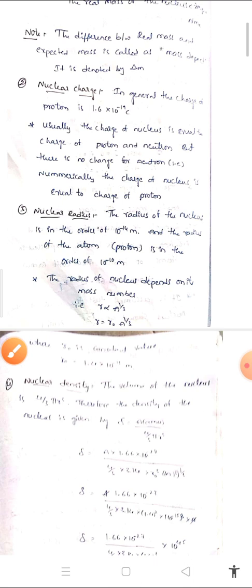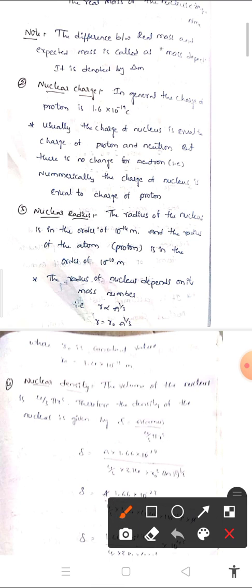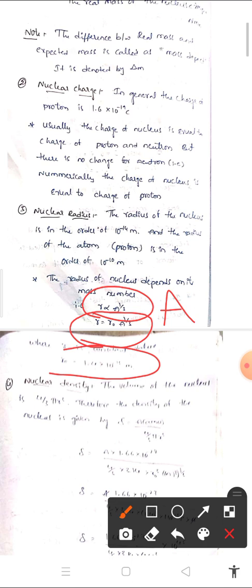The radius of the nucleus depends completely on the mass number. We denote the mass number by A. So the radius of the nucleus is directly proportional to A to the power of 1 by 3. R is directly proportional to A to the power of 1 by 3. If you remove the proportionality constant, you get R is equal to R naught into A to the power of 1 by 3. Here R naught is a constant value, and the constant value is 1.4 into 10 to the power of minus 15 meters.